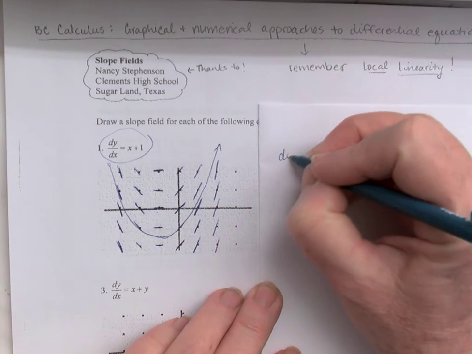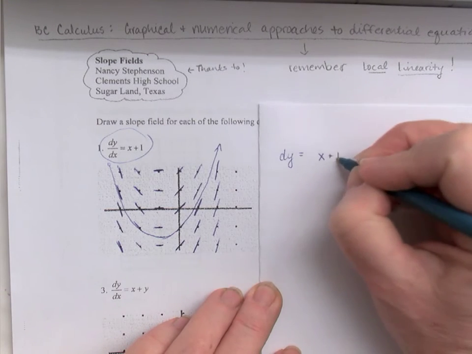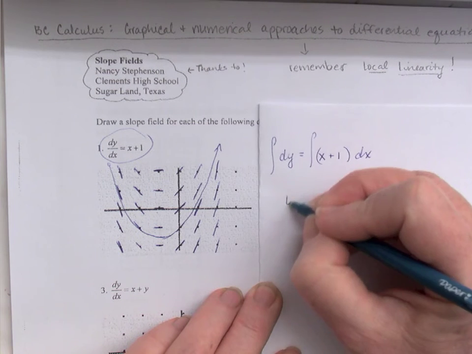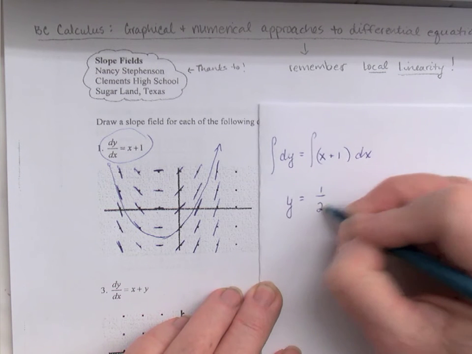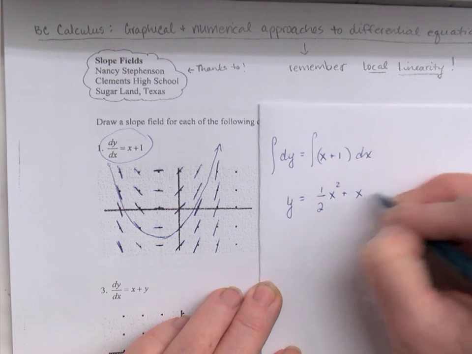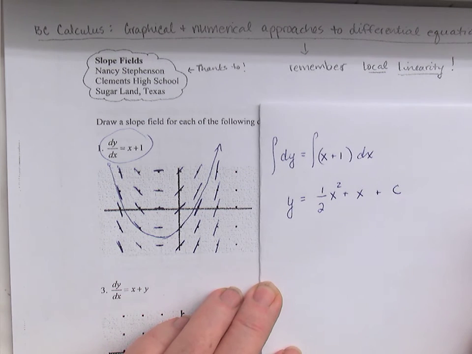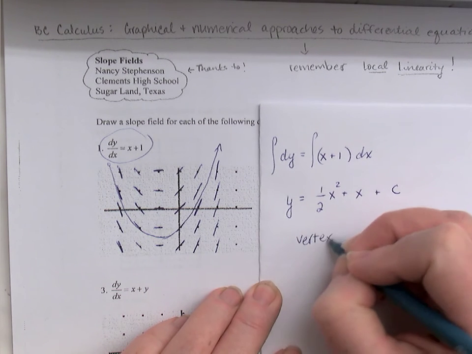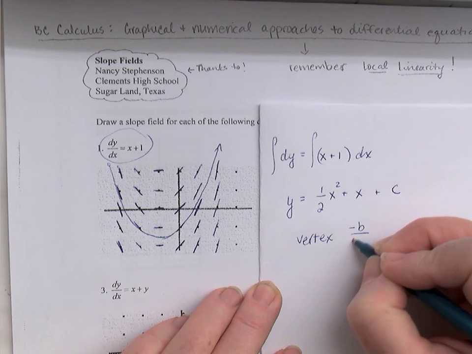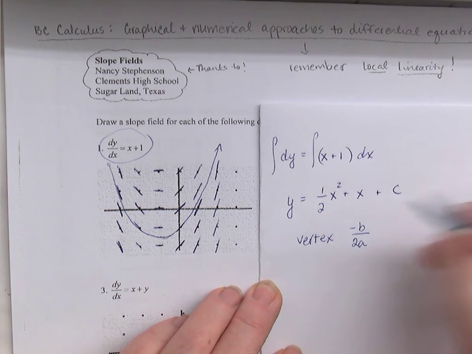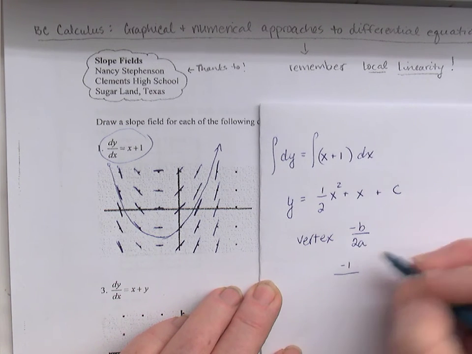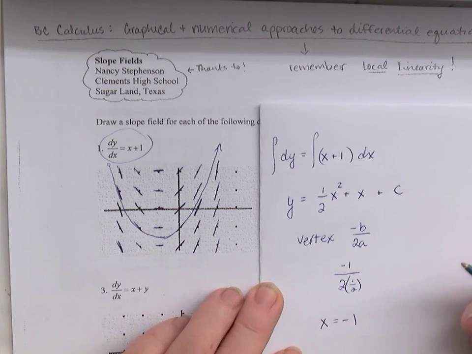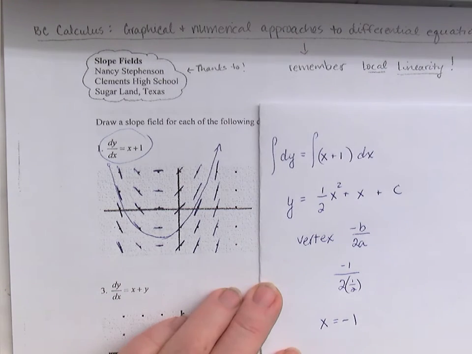I would say dy is x plus 1 dx. Let's separate the variables. Let's take the antiderivative of each side, which is going to give me y is equal to 1/2 x squared plus x plus c. And this is, of course, a parabola, and we know that the vertex is going to be at, I'm going to go back and use that little algebra rule, at negative b over 2a, which is going to give me negative 1 over 2 times 1/2, which tells me I'm going to have a vertex at x is equal to negative 1, which is exactly what it looks like it should be.